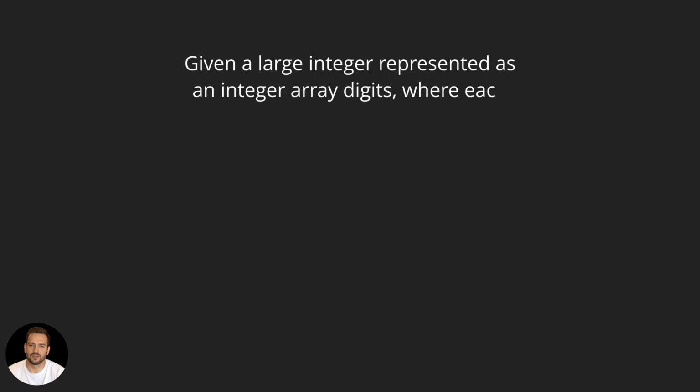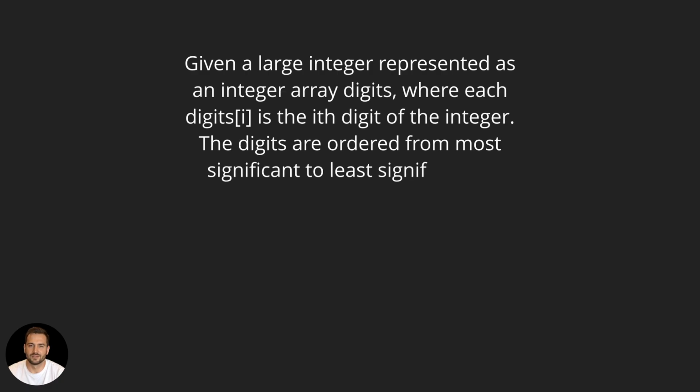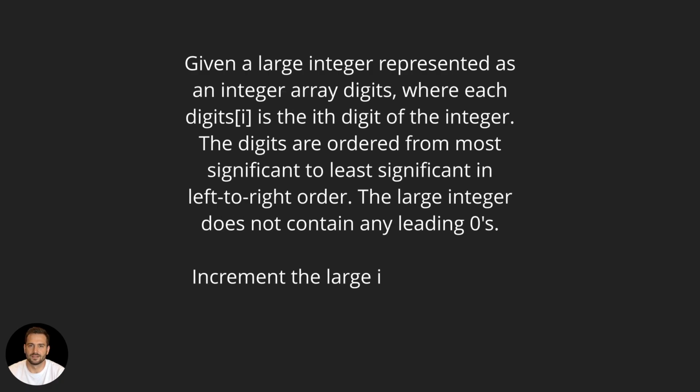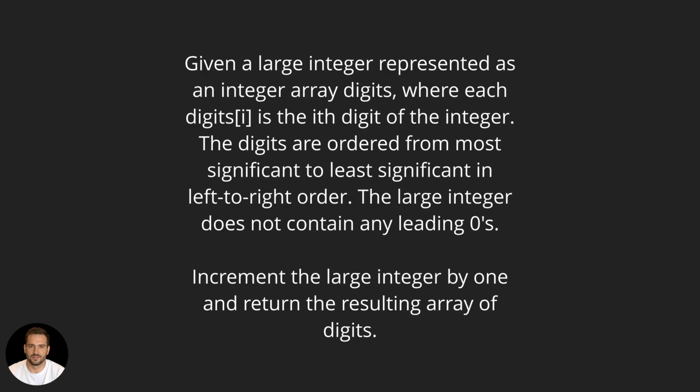We are given a large integer represented as an integer array digits, where each digits[i] is the ith digit of the integer. The digits are ordered from most significant to least significant in left to right order. The large integer does not contain any leading zeros. Increment the large integer by 1 and return the resulting array of digits.